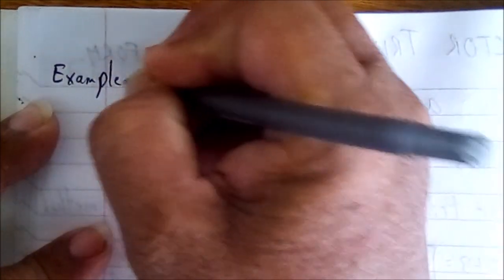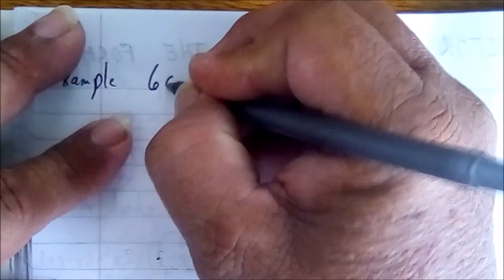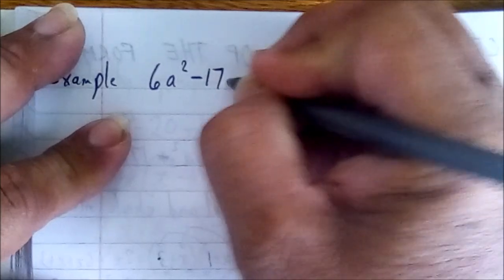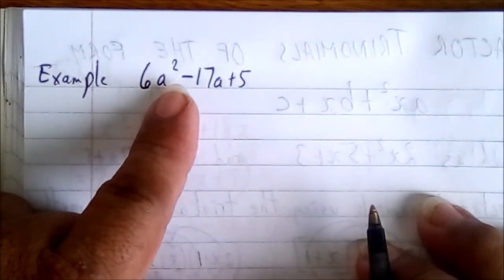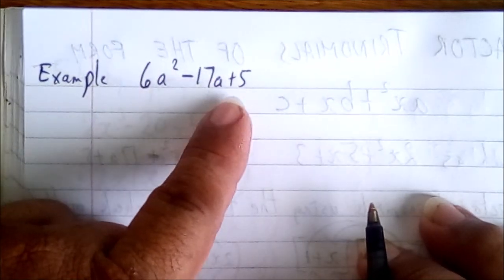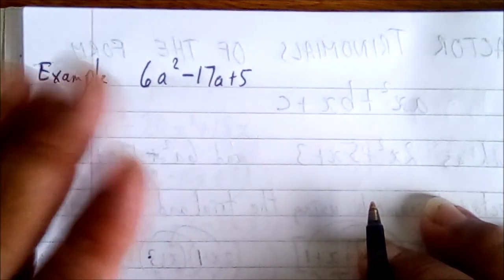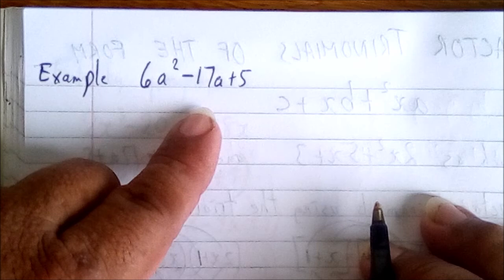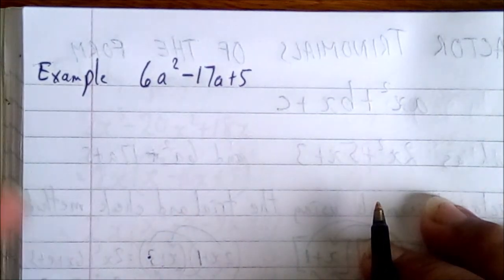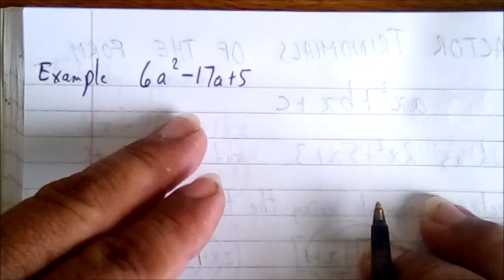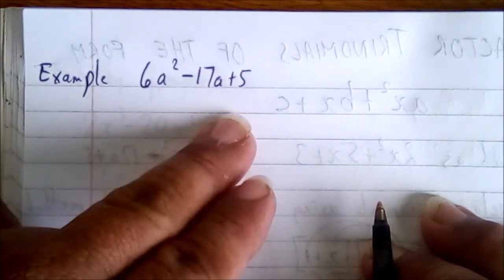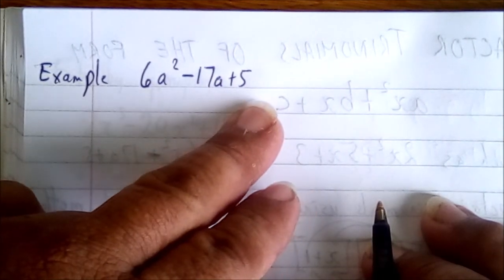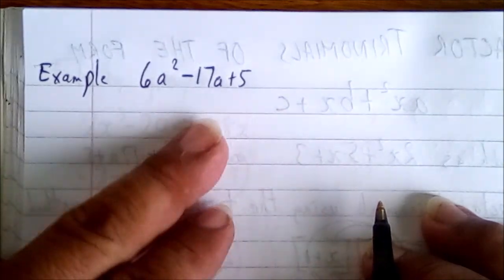Example 2. We have 6a squared minus 17a plus 5. We will assume that this polynomial is the product of two binomials to start with, and we will use a systematic method to find their terms. Why? Since the terms of the trinomial do not have a common factor other than 1, the only option available is to try to factor it as a product of two binomials.